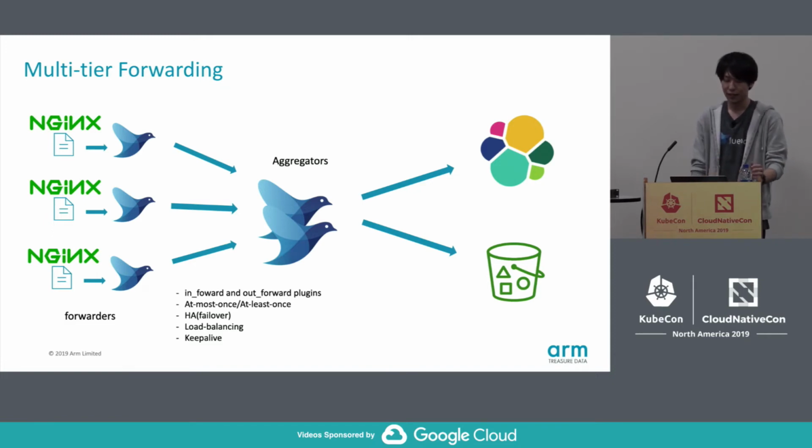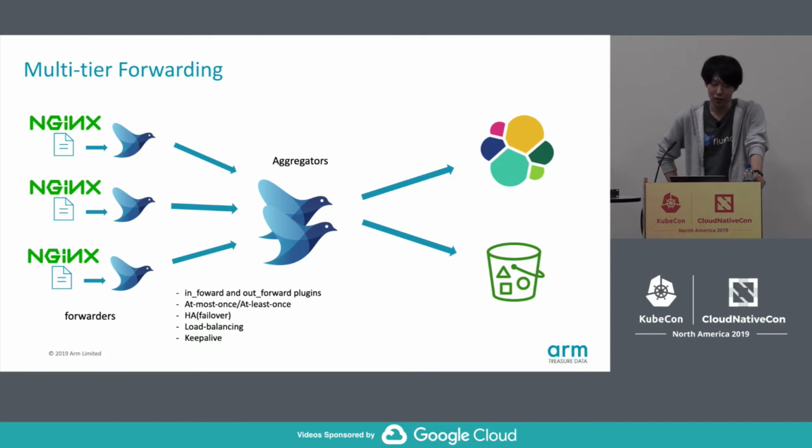Because we don't have enough time, I can't show the actual configuration for this. Multi-tier forwarding is a very important and useful feature in Fluentd. There's documentation about it in the Fluentd documentation, so please check it.